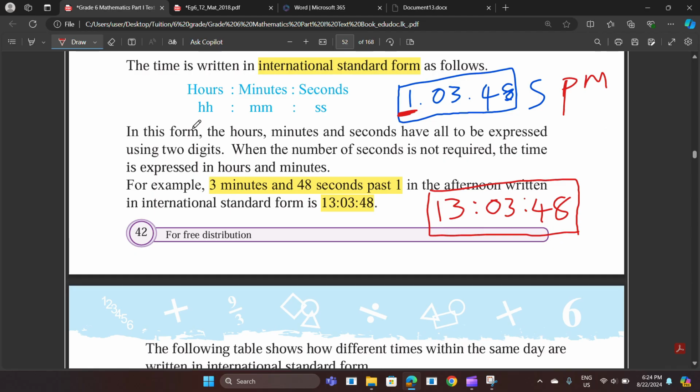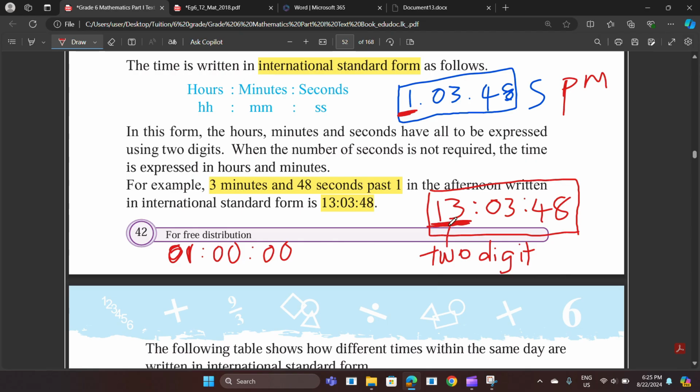Always you have to represent this part in digits. Okay, 2 digits. You have to write this in 2 digits. If it is 1 a.m., you have to put a 0 before 1. Okay, keep it in mind. Likewise, we are representing the time.